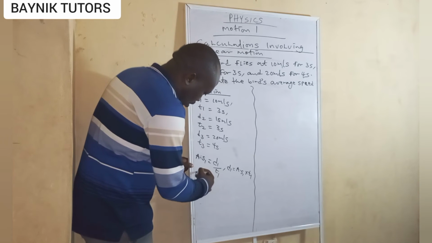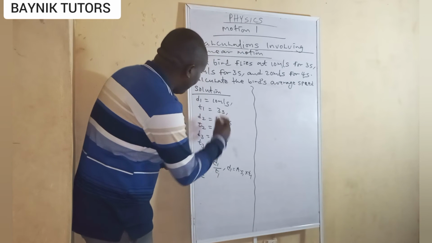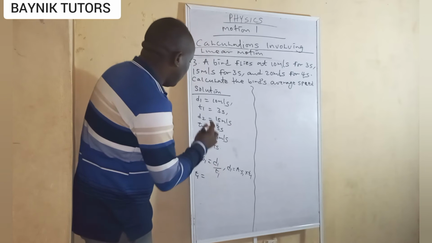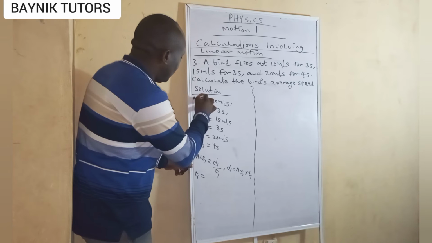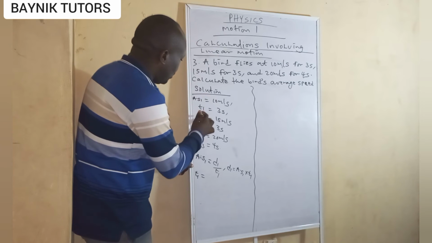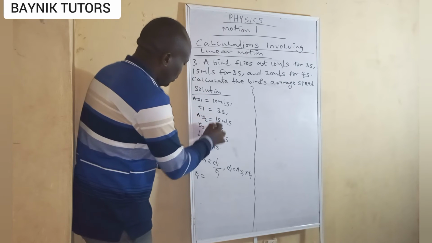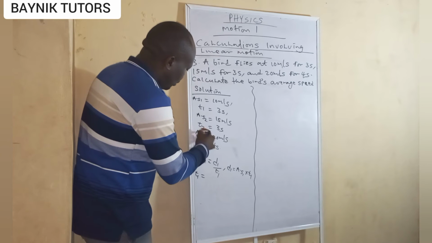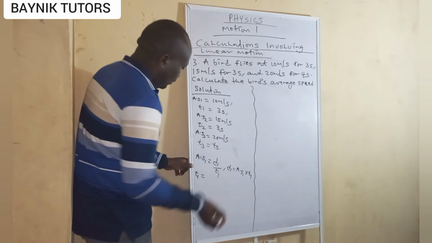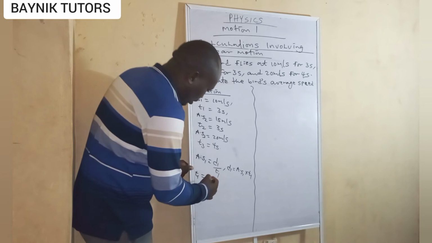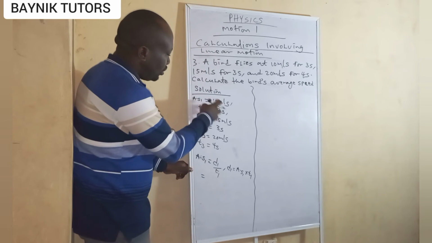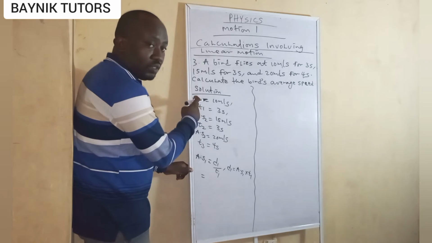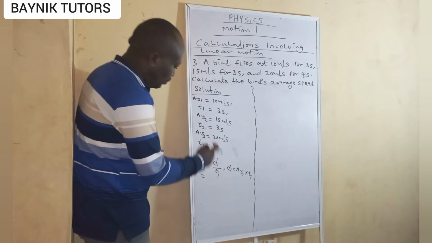No, sorry, this is a mistake. Please, this is AS1. This is AS2, not distance. This is AS3. Please take note of that. Those ones are average speed, not distance.